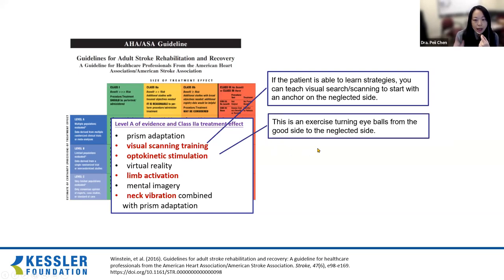Optokinetic stimulation is an eye movement exercise. It's an exercise of turning the eyeballs from the good side to the neglected side. And how do you do that? You can literally just bring a pen and ask the patient to follow the pen from the good side to the neglected side. As you can see, this exercise has nothing to do with learning strategy. It's a very minimal cognitive demand and they can just do this. Researchers, of course, created automatic presentations asking the patient to follow dots on a computer screen, for example, from the good side to the neglected side. And you have to do this probably up to 1,000 times within a session to make it work. So this is quite labor intensive.